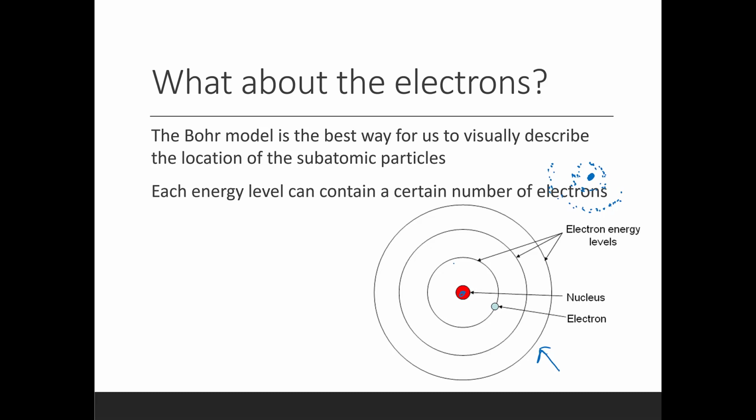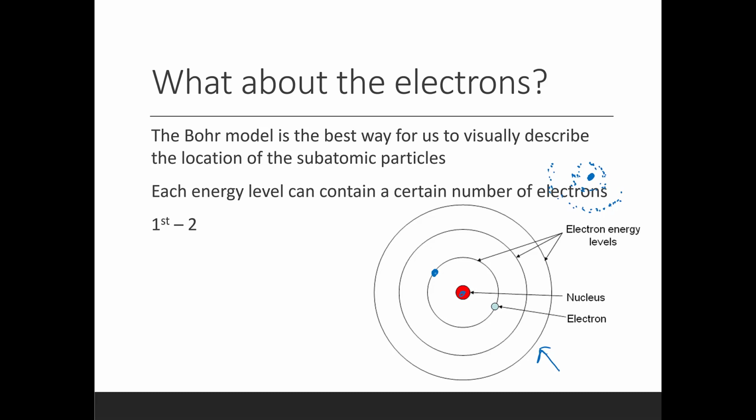So here is the breakdown. The first energy level can hold 2 electrons. Now, electrons are negatively charged, which means they do not want to be by each other. So these electrons spread themselves out as far away from each other as possible. So you can see in the first energy level, they're on opposite sides from each other.